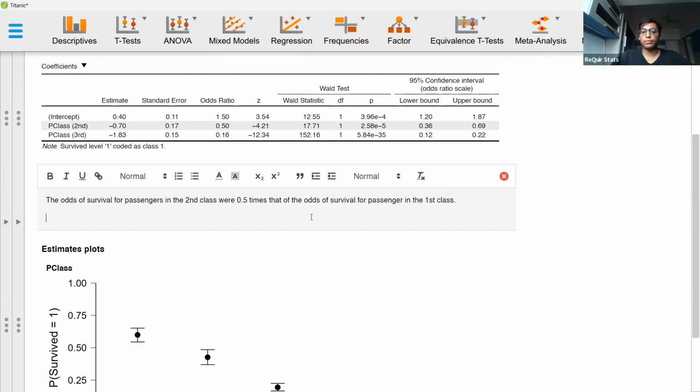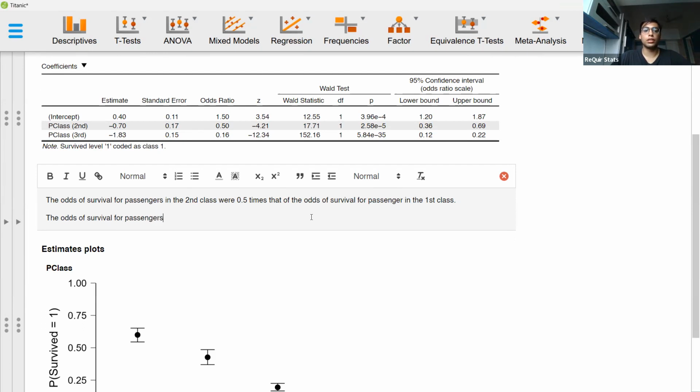All right. Now let me report the odds ratio for passenger class number 3, or third class. The odds of survival, very similar interpretation.